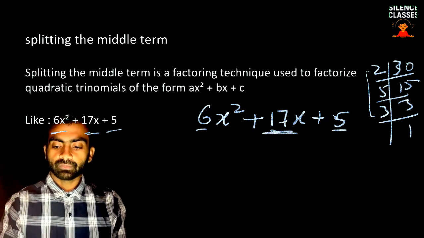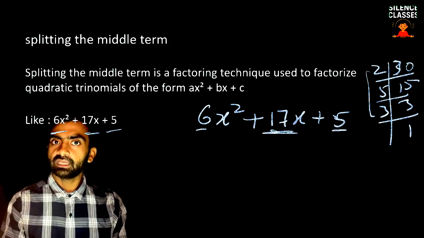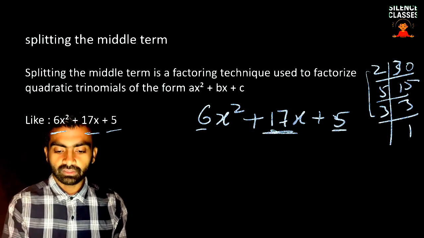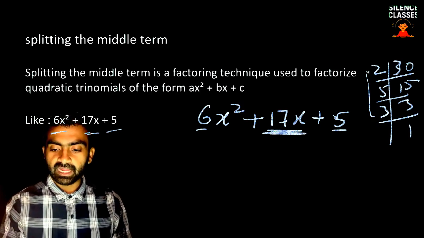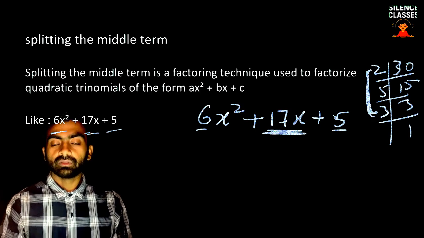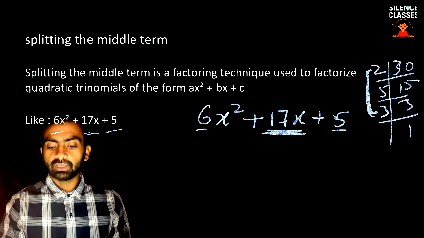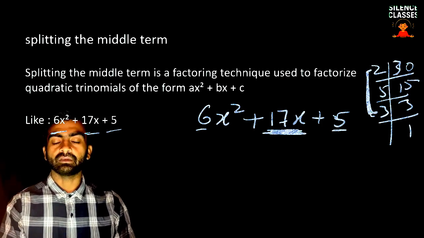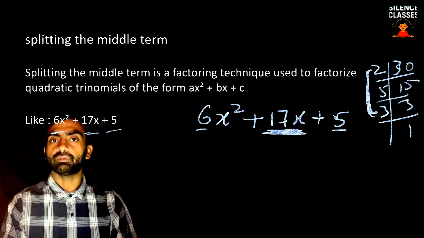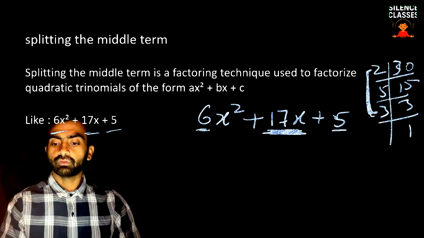So 5 3s are 15, and 15 2s are 30, and 15 plus 2 is 17. So this is the middle term, meaning once we add these numbers, or you can say prime factorization, we have to get 17. We have to put it in this particular manner that we get 17, and once we multiply, we will get 30, because 6 5s are 30.